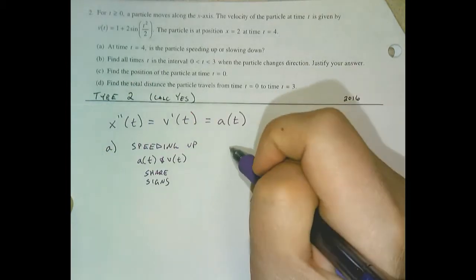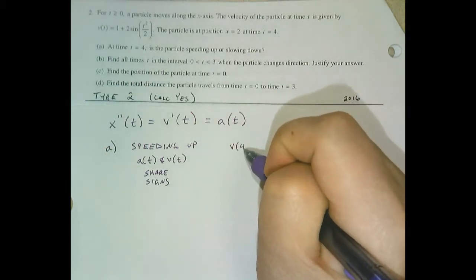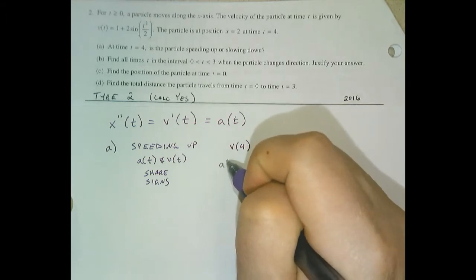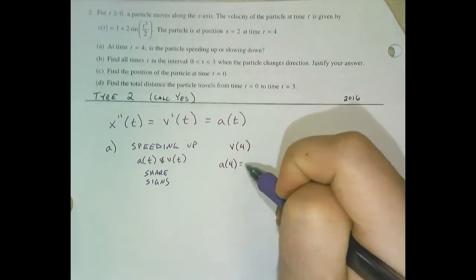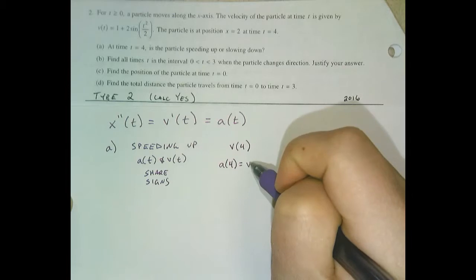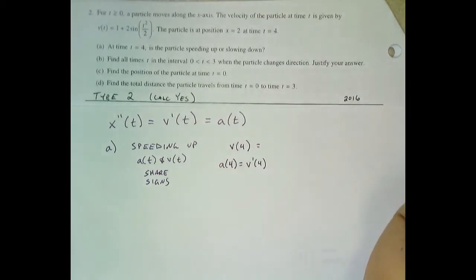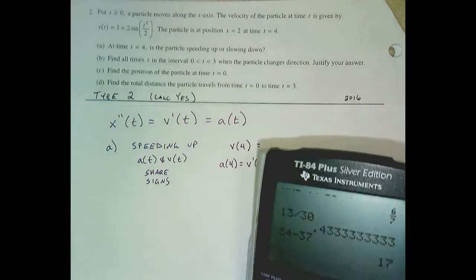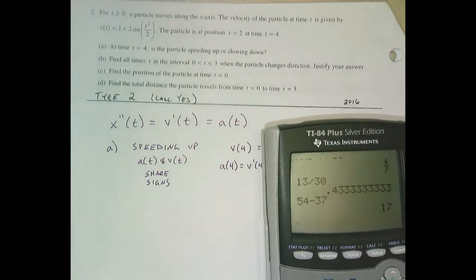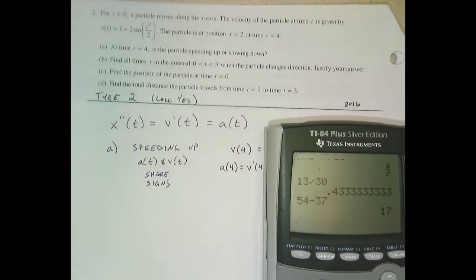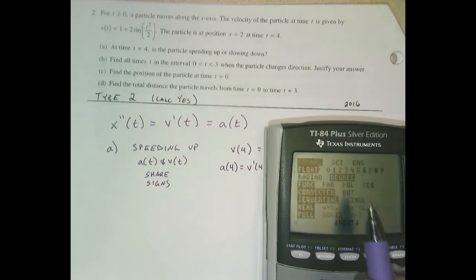So we need to evaluate both v of 4 and a of 4. And a of 4 we should recognize is the derivative at 4. Because this is a calculator active question, I strongly encourage you to use your calculator to evaluate functions. Because there's trig involved, I encourage you to make sure your calculator is in radian mode. So first, check that you're in radian mode.